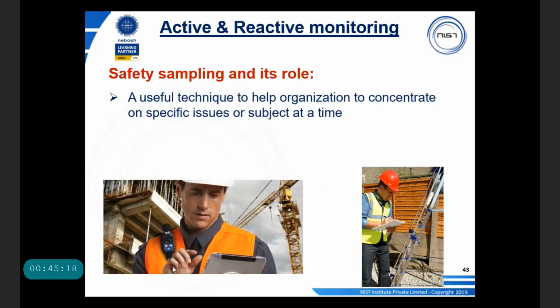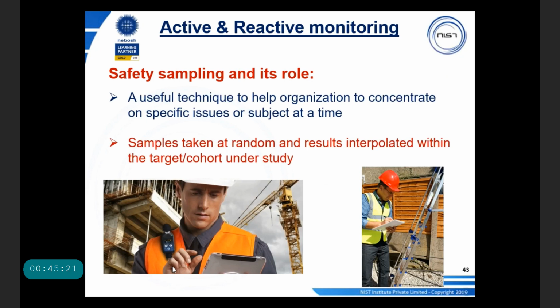And moving ahead, safety sampling. We've spoken about safety sampling. It's a useful technique to help organizations concentrate on specific issues or subjects at a time. Samples are taken at random and results can be interpolated, or we can also say extrapolated, within the target or cohort under study. If you remember, safety sampling is you're taking a representative sample. What is the sample reflecting? When you do the inspection of the sample, it tells you what is done well, what is not done well, and that may tell you about what is happening in the rest of the population or rest of the data points.